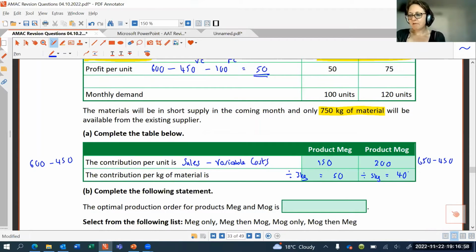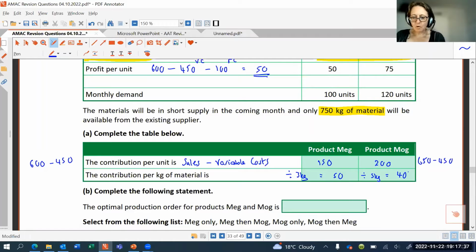So on the face of it, product MOG looks like the better product. It does contribute more in total than MEG. But when I really get down to it, I can see that if the kilograms are in short supply, it's very important that I use every single kilogram for the best possible reasons. And because my objective is making money, then I want to make sure I make the very best use of each kilogram. And actually product MEG does that better, because using a kilogram on product MEG will generate me £50. I only need to use 3 kilograms to get the 150 back.